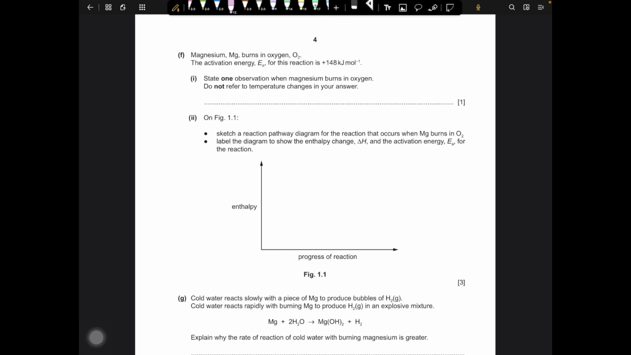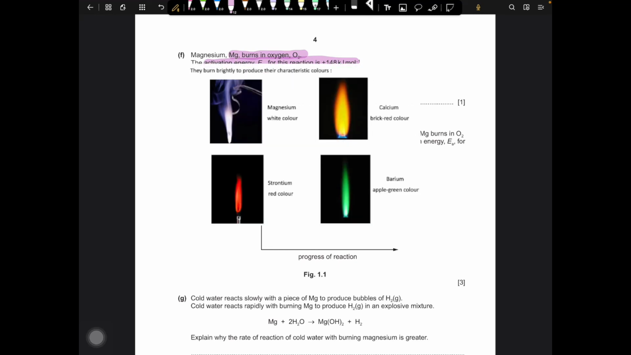In this next question, we have magnesium, which burns in oxygen to produce magnesium oxide. The first question asks about the observation when magnesium burns in oxygen. The flame color for group 2 elements burning in oxygen has already been listed out.